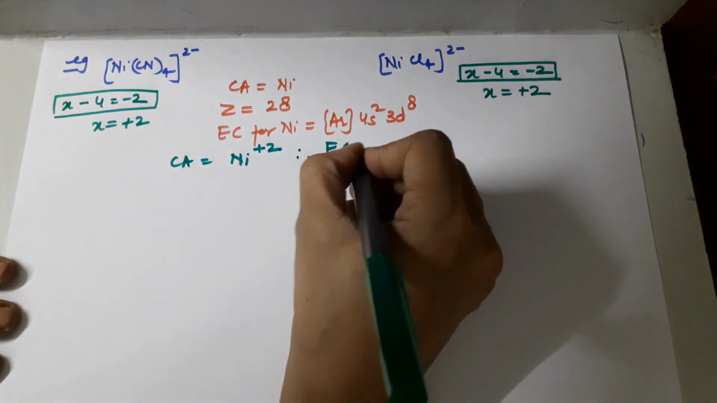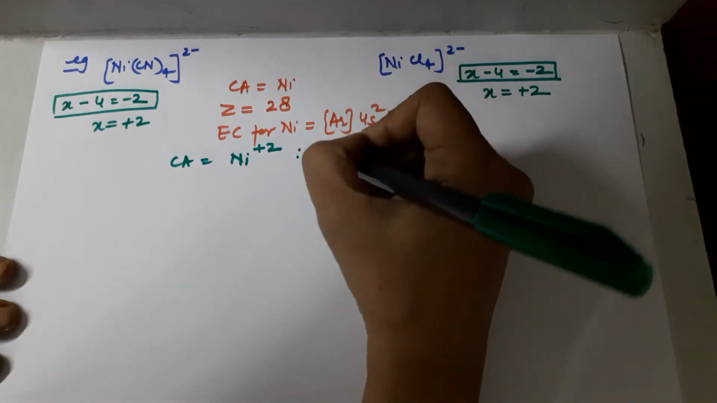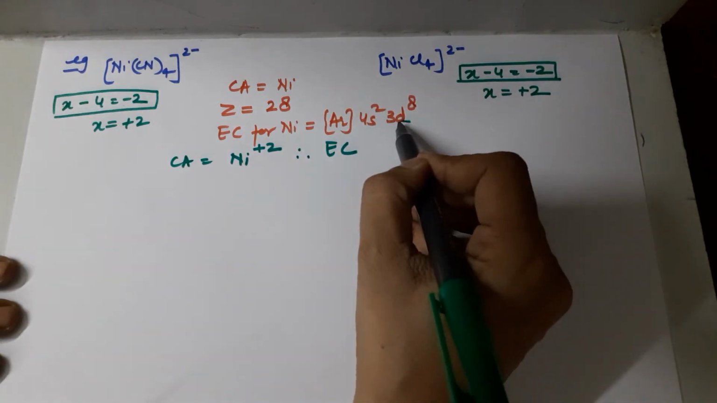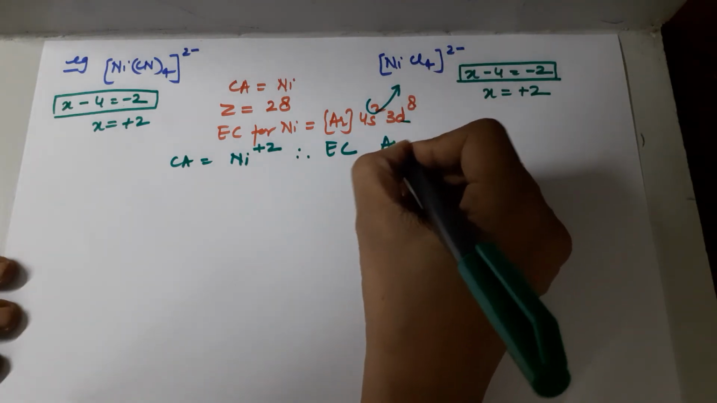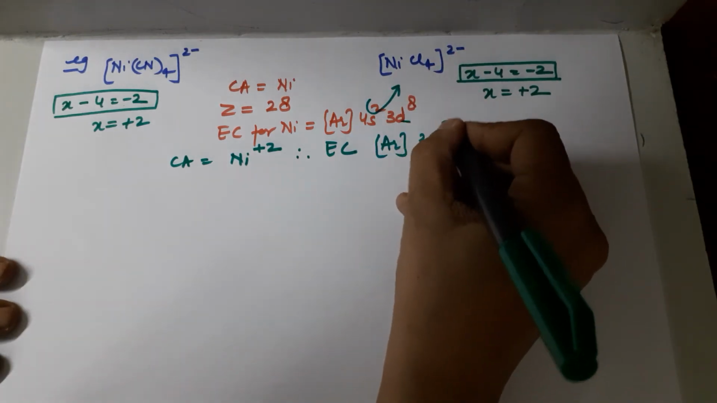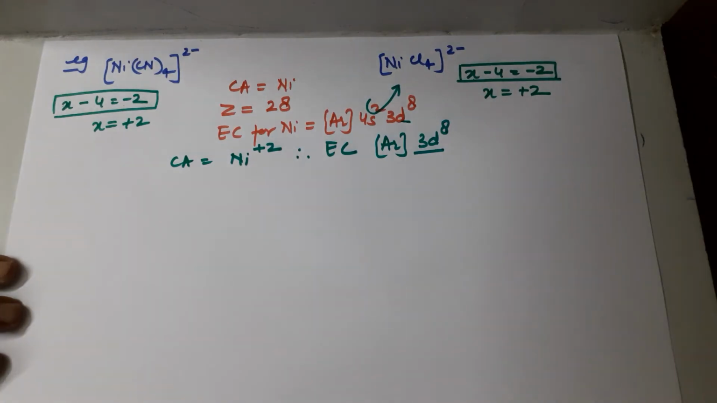Therefore, the electronic configuration for nickel plus 2 would be, you have to remove 2 electrons. Which electrons will you remove? The outer ones. Outer are these 2. So the EC is argon with 3d8 in both the cases. Now, what is the difference then?